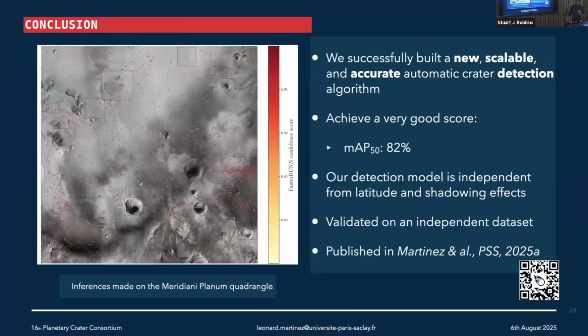So to conclude this part, I would say that we built an automatic detection algorithm which works very satisfyingly. We have good results, and we can do science with it. It was validated on a statistically representative and independent data set, and this was published in a peer-reviewed journal. You can scan the little QR code if you want more information.